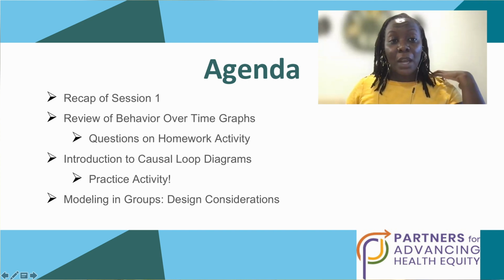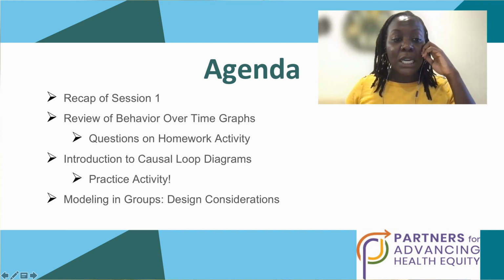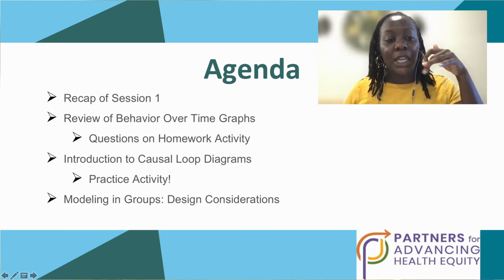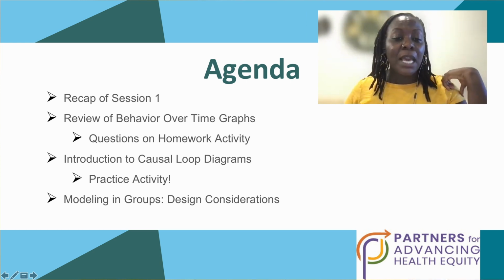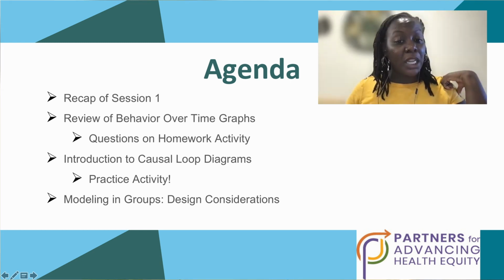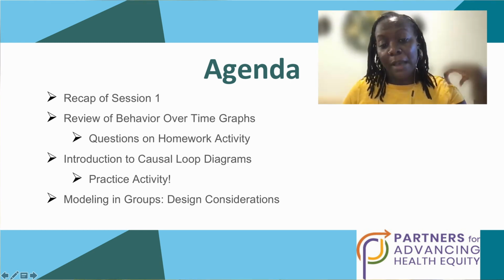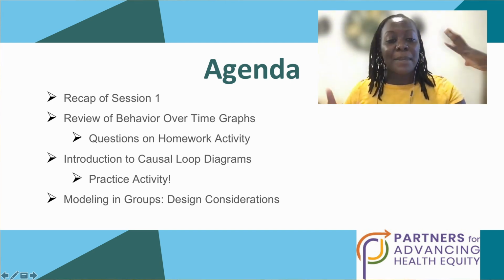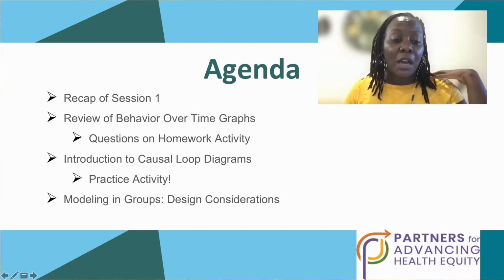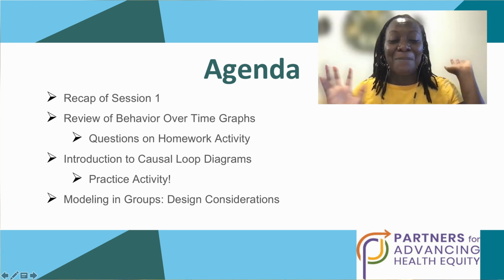So this is the second session of the Community-Based System Dynamics Workshop Sprints, the second of 3. Today we're going to be doing a quick recap of session 1, and also transitioning into a review of behavior over time graphs and questions on the homework activity, and then do an introduction into the causal loop diagram, basically systems mapping, system visualization structure. And then we're going to do a practice activity.